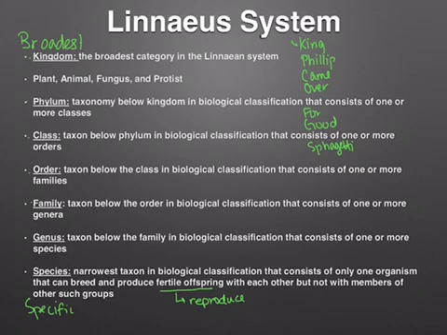So K, king, for kingdom. P, Philip, phylum. C, for class or came over. Then you work your way down to species or spaghetti.